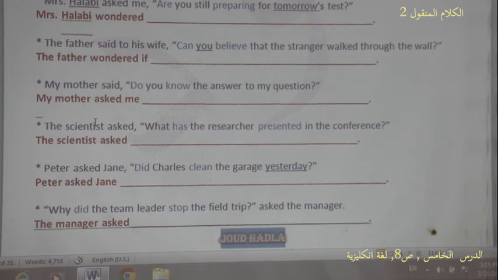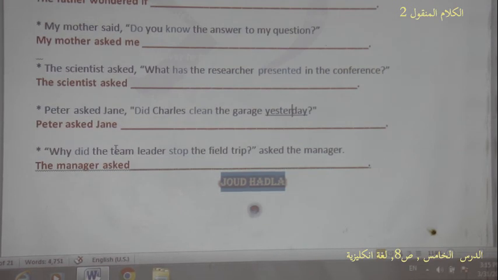You are reporting questions. The scientist asked, what has the researcher presented in the conference? The scientist asked. Peter asked Jane, did Charles clean the garage yesterday? Don't forget to change the time and place expressions. For example, yesterday becomes the previous day, or the day before. Now, why did the team leader stop the field trip? Asked the manager. The manager asked.